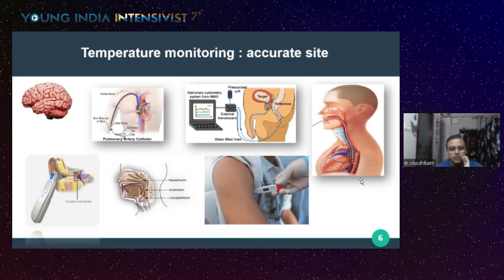So how is core temperature different from peripheral temperature? A core site is defined as a site which is highly perfused, has a uniform temperature, and is least affected by environmental factors. That includes our brain, pulmonary blood flow, and measuring the temperature from the distal part of the esophagus or bladder.